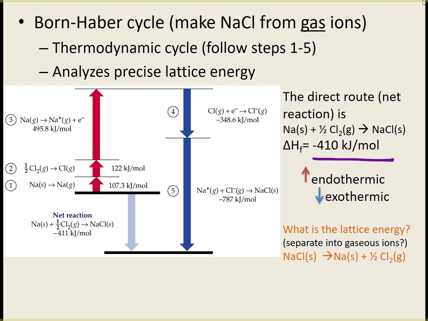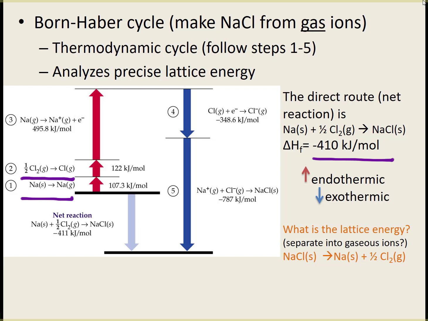This is called the Born-Haber cycle. It's used to make sodium chloride from gas ions. So let's go through this step-by-step process, starting with number 1. First of all, we take the sodium solid and we make sodium gas. Notice that we had to put energy into doing this, so we had to heat it up. Next, we take chlorine, and we take the molecule and we split it up into its atoms, so gaseous atoms. Remember, chlorine is diatomic, so that means it's connected to another atom of chlorine. And in this step, we're just separating it out, breaking that bond.